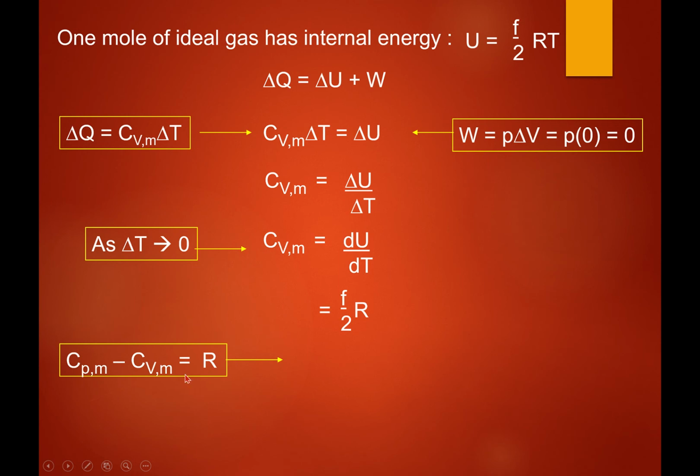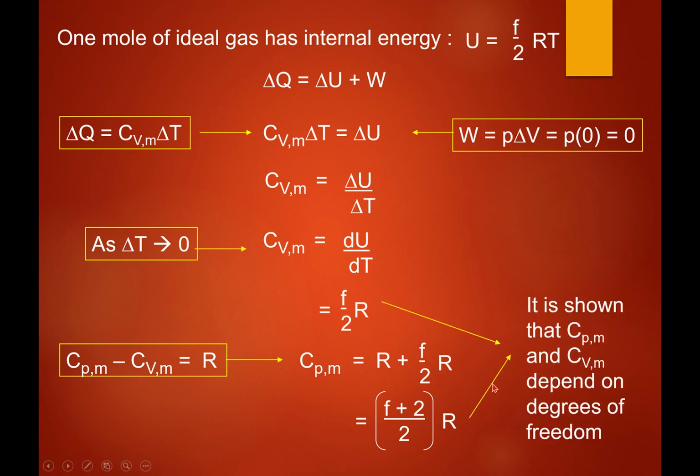Okay, now the relationship between CPM and CVM. In the previous lesson we derived that CPM minus CVM equals R. So we substitute into the equation above. We get CPM equals R plus CVM, and we substitute CVM into the equation. So we get CPM equals R plus half FR, and we simplify this to get half F plus 2, times R, where R is the molar gas constant. So both CVM and CPM depend on the degrees of freedom.